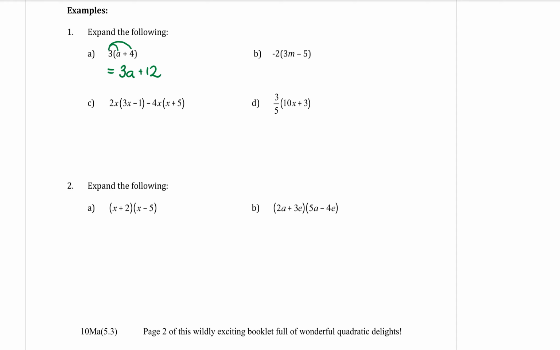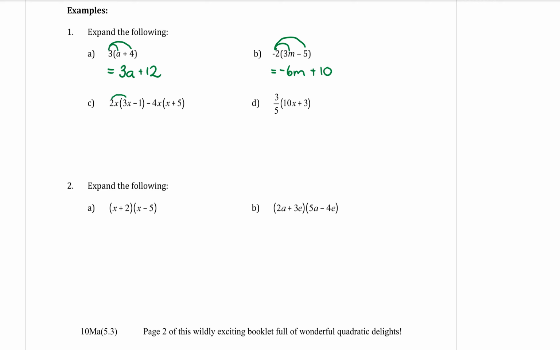Let's do that again. For b, using the distributive law, minus 2 times 3m is minus 6m. Minus 2 times a minus 5 will make a positive, and 2 times 5 is 10. Part C, we just have two brackets here to expand. Just do one at a time.